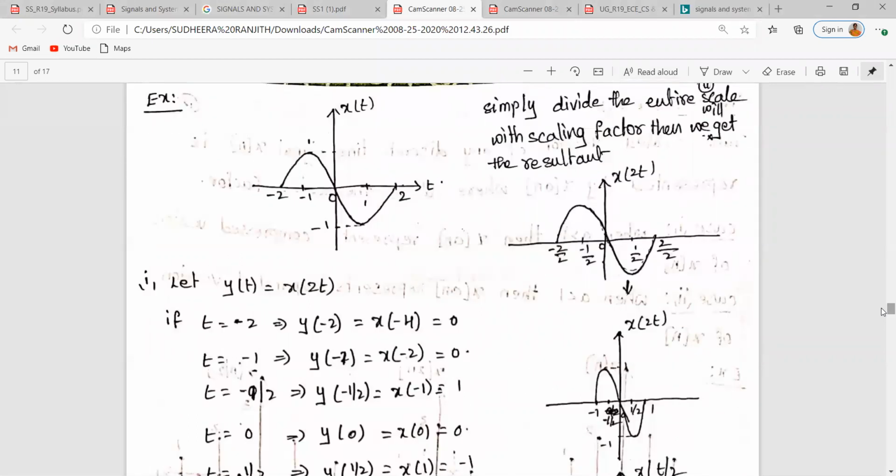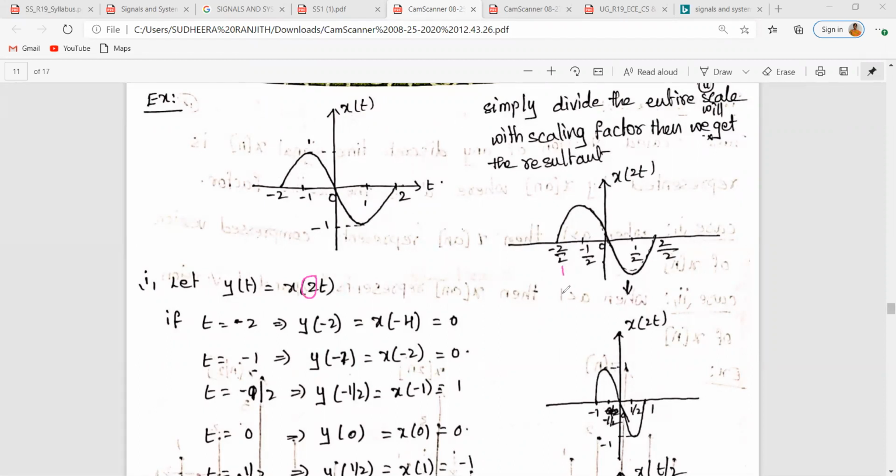So in order to find the time scale version, first determine the scaling factor. What is the scaling factor here? 2 is the scaling factor here, isn't it? So in order to determine x of 2t, we are going to divide the entire time axis with this scaling factor. I'm going to divide the entire time axis with the scaling factor 2. So it is minus 2 by 2, minus 1 by 2, 0, 1 by 2 and 2 by 2.